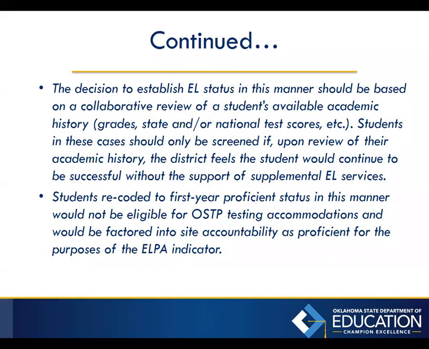So the decision to establish EL status in this manner should be based on a collaborative review of a student's available academic history. And this would be a review of grades, whatever state or national test scores may be available. In these cases, students should only be screened if, upon review of their academic history, the district feels the student would continue to be successful without the support of supplemental EL services. So if you do a review of the student's grades and it looks like they're really struggling in class by not being EL, I would say go ahead and move that.